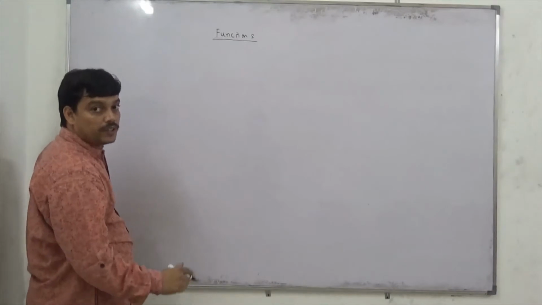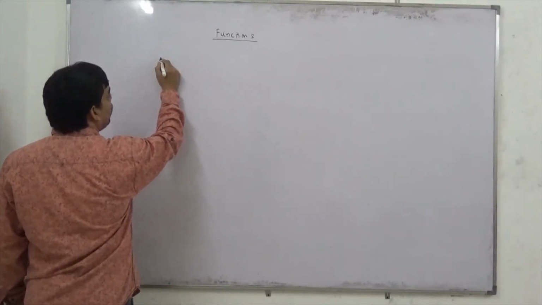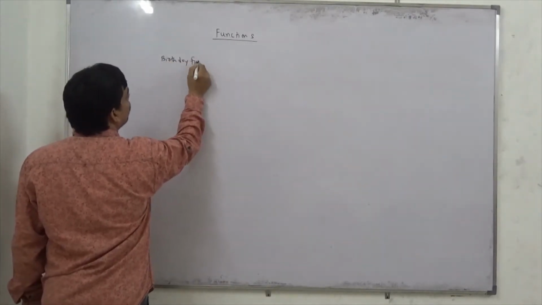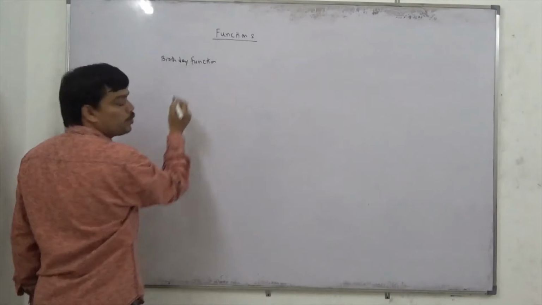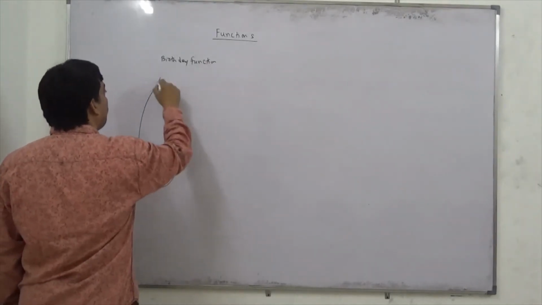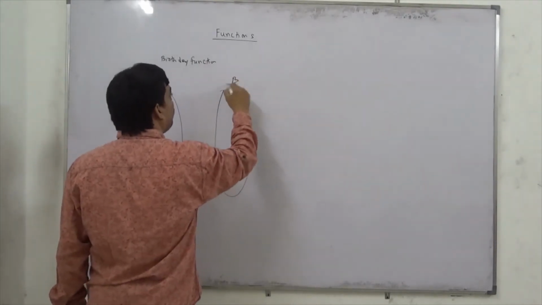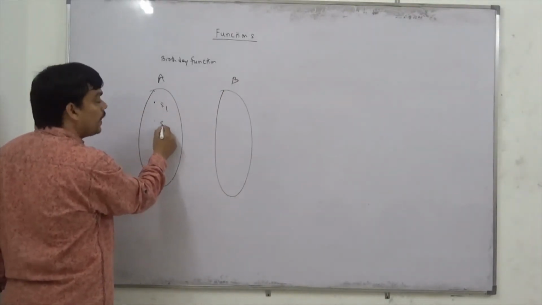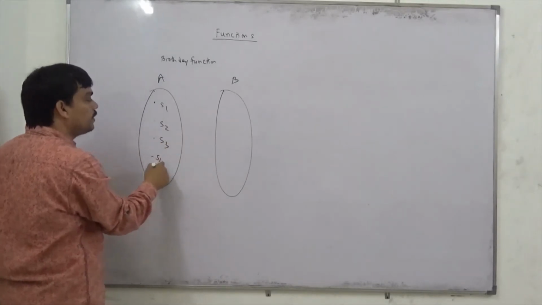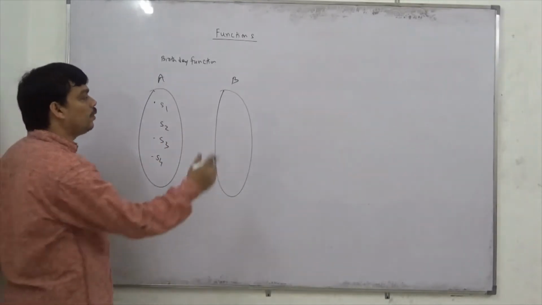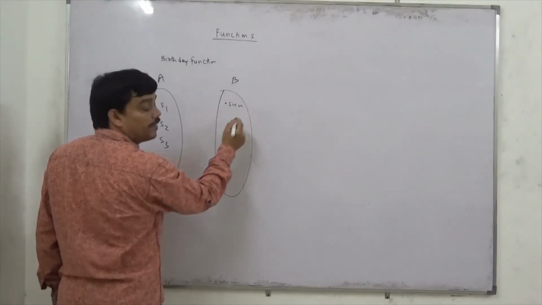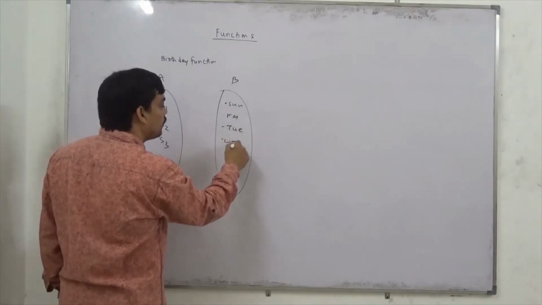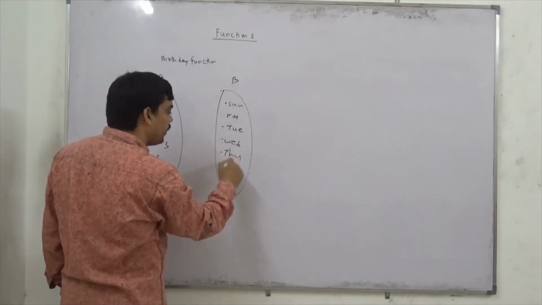So we'll be starting with functions now. To define a function, we'll take an example of the birthday function. Suppose we have two sets A and B, where the first set denotes the set of students in a class. Let's say S1, S2, S3 and S4 are the students in a class. Let the second set denote the days of the week, say Sunday, Monday, Tuesday, Wednesday, Thursday, Friday and Saturday.